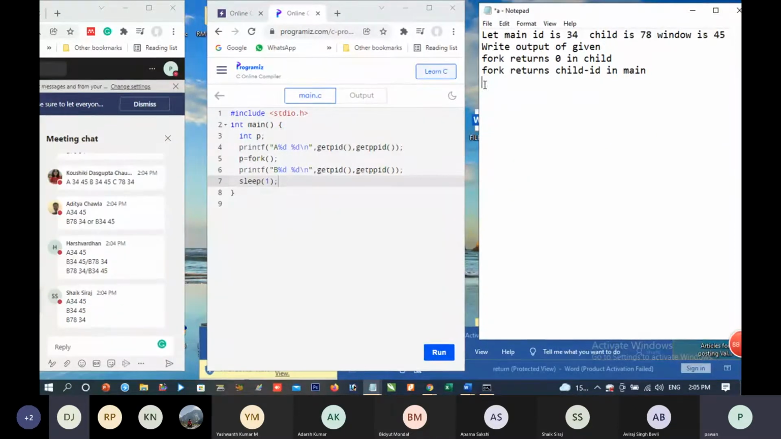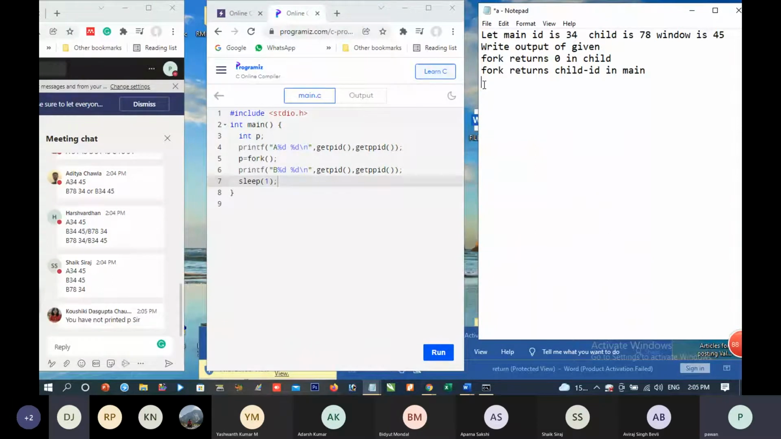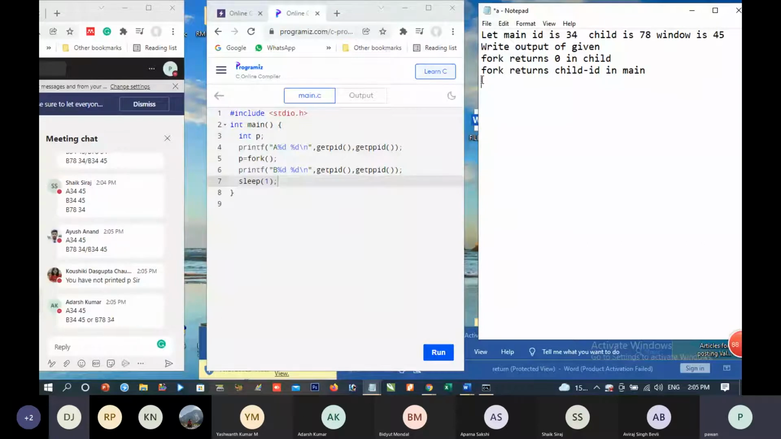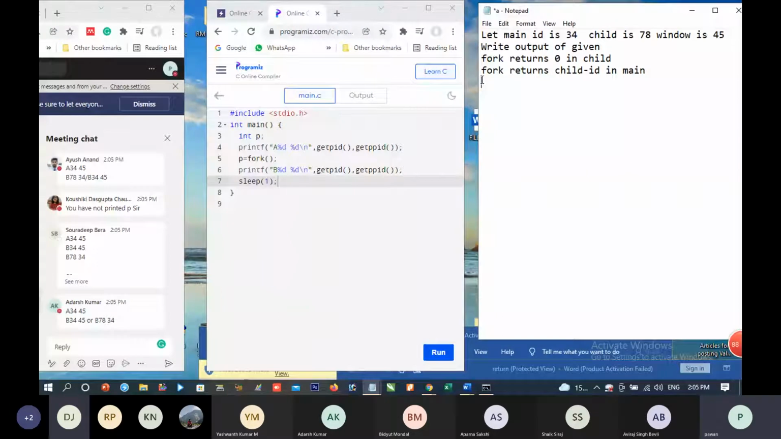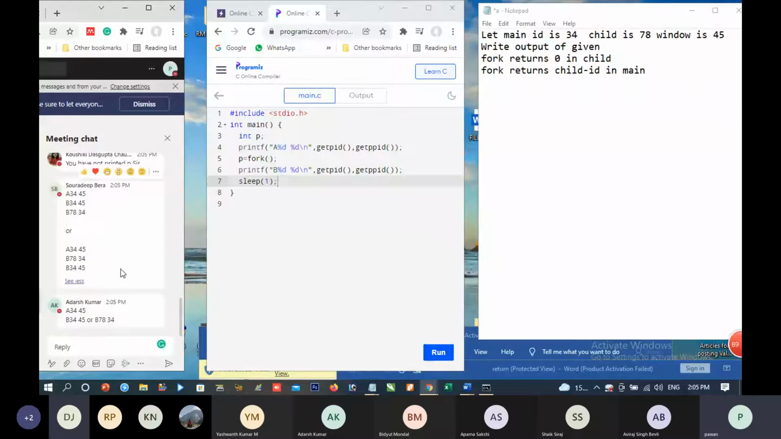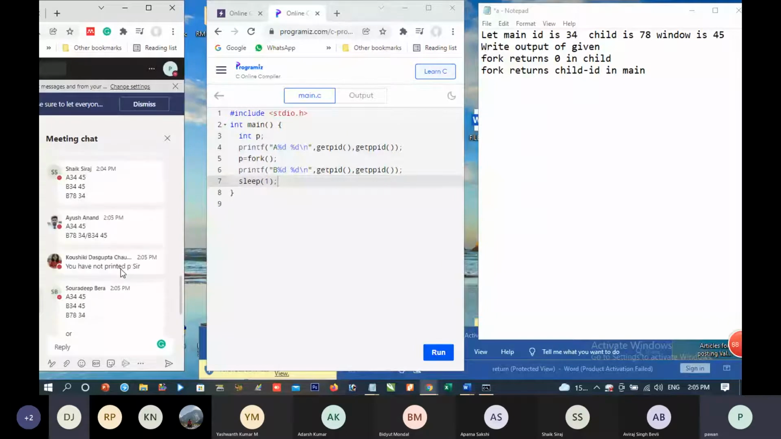Wrong. Till now, no one is. Yes, Harshvardhan is satisfactory. Forget about it. At present, I want to look at the output. We shall be coming on P also. Yes, that is the way I want, the way Sohadeep and Harshvardhan have written. Ayush Anand, writing like a stroke is not correct.